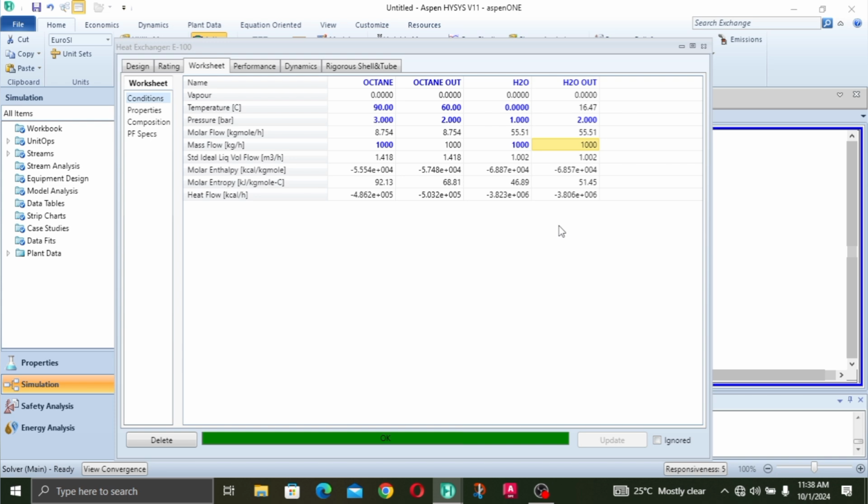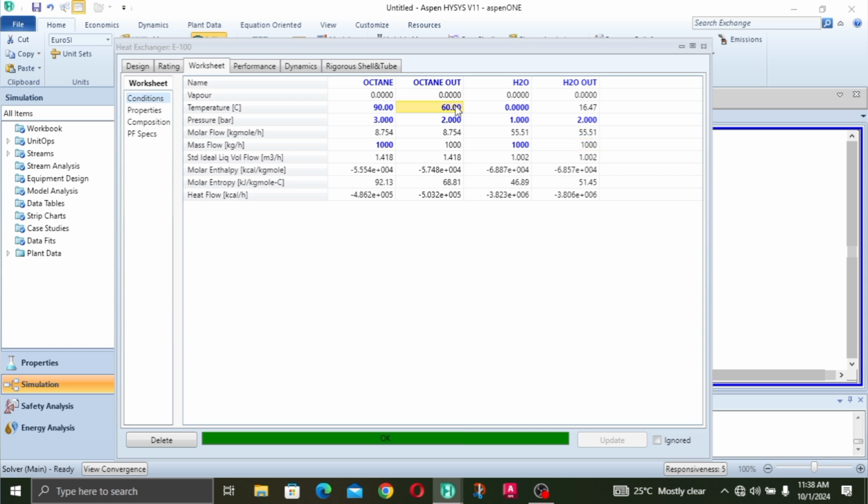And what we worked on right now was the change in temperature. The change in temperature of the octane stream is negative 30 Celsius. It lost 30 Celsius to be able to give H2 a positive 16.47 Celsius. So now let's try and squeeze out more heat.